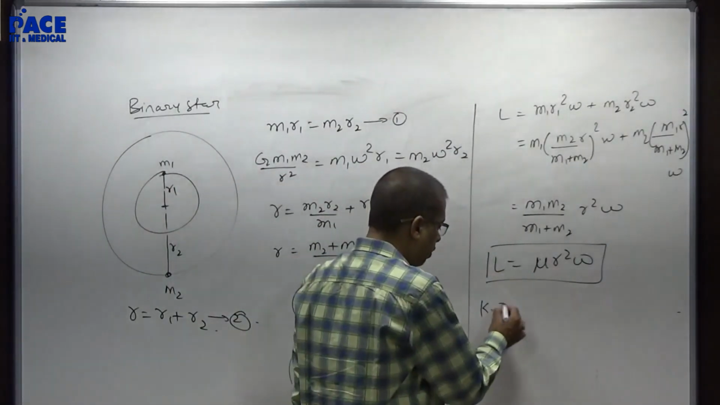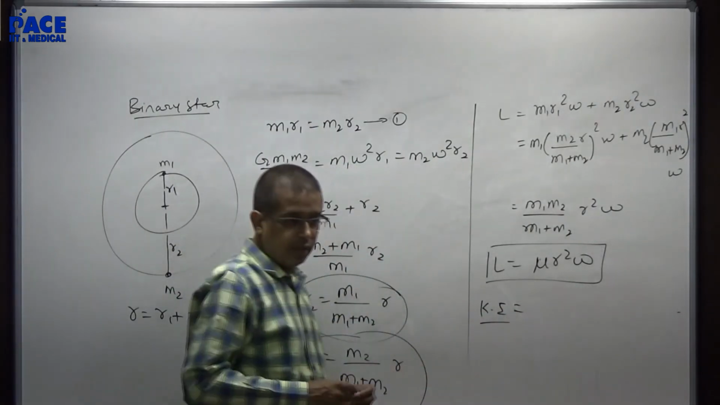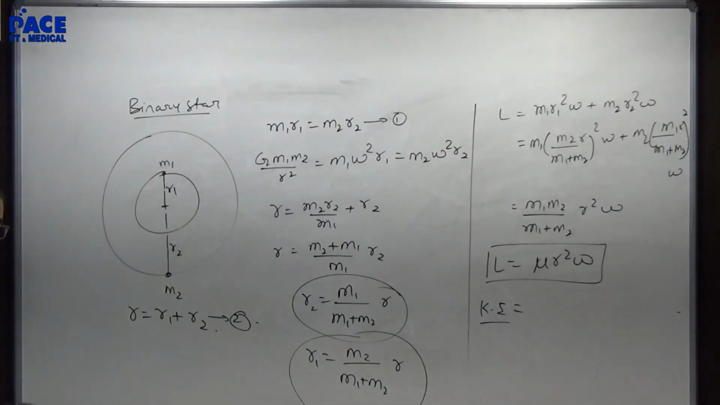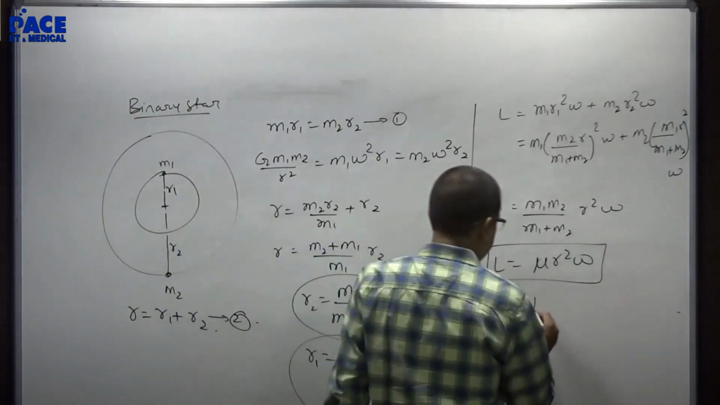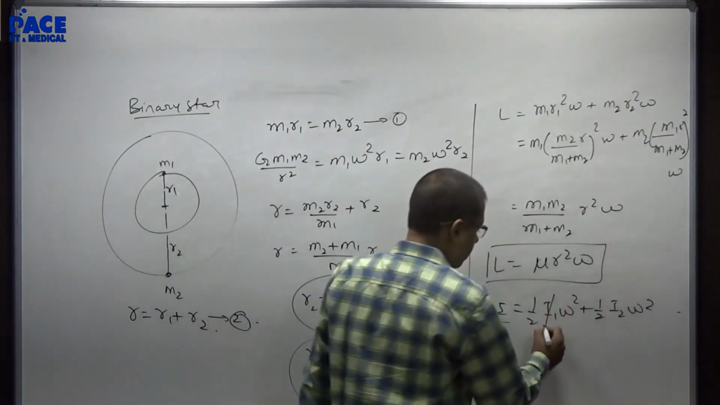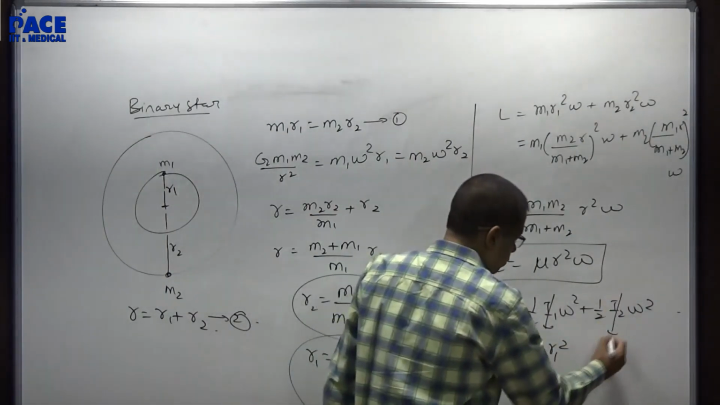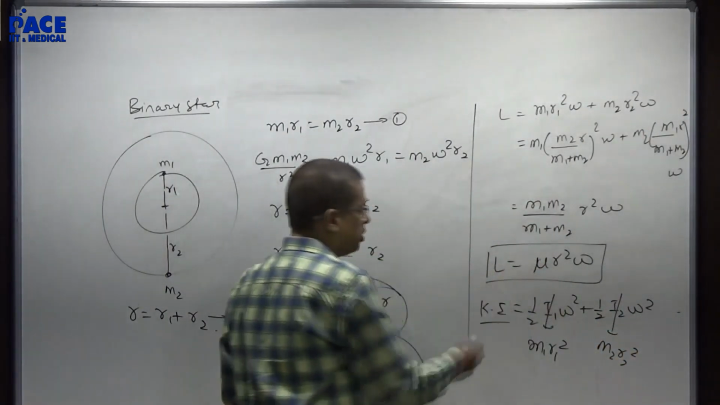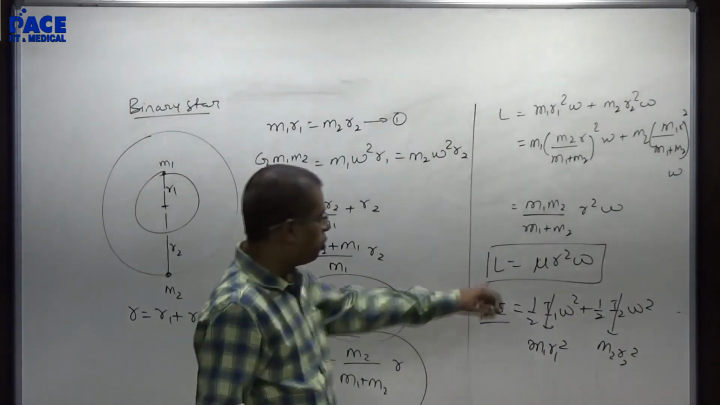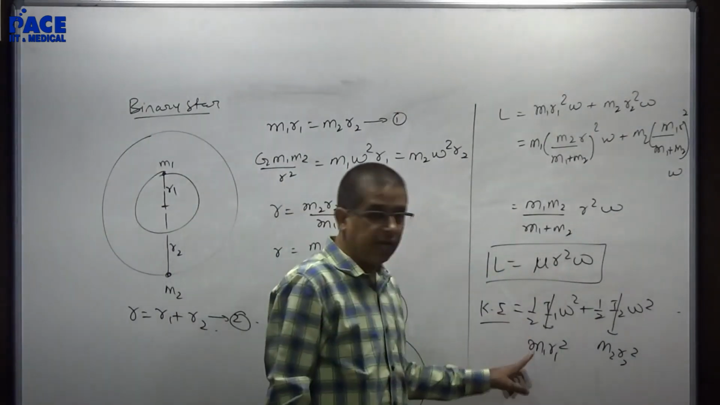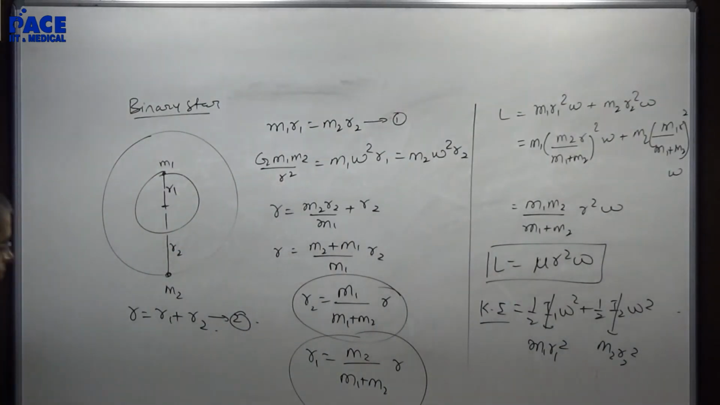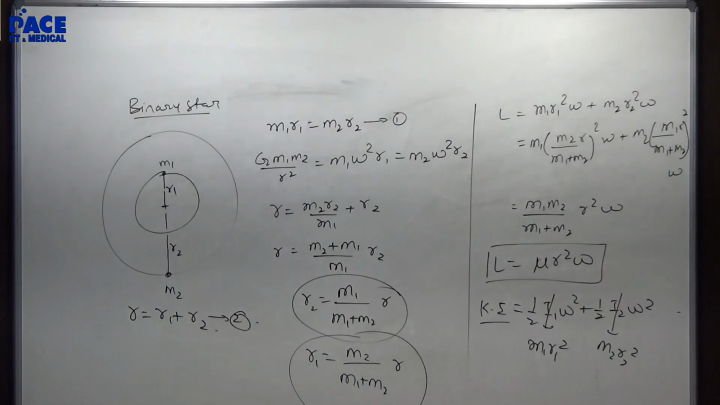Can you make a guess as to what will the kinetic energy be? Calculate. Kinetic energy, how will I calculate? Half I1 omega square plus half I2 omega square. I1 is M1 R1 square, I2 is M2 R2 square. Substitute R1 and R2 and see what you are getting. JEE people already asked you once to calculate angular momentum. They didn't ask for kinetic energy. Same. If I take omega square by 2 common, it's the same expression. Half mu R square omega square.